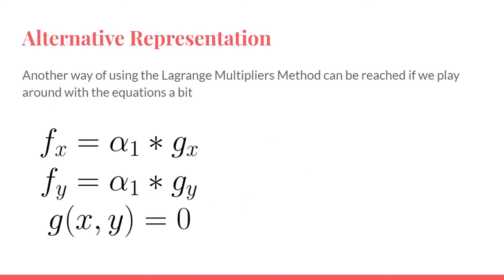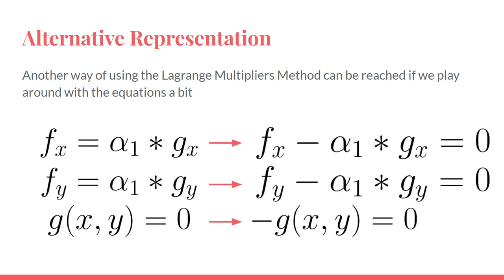Another way of using the Lagrange multipliers method can be obtained if we change our equations a little bit. For example, for the first two equations, we can make them equal to 0 by moving the right-hand side to the left side. For the last equation, we will multiply both sides by minus 1. Note how all these equations are perfectly equivalent to our original system. These changes may look random now, but they will make sense in a little bit.